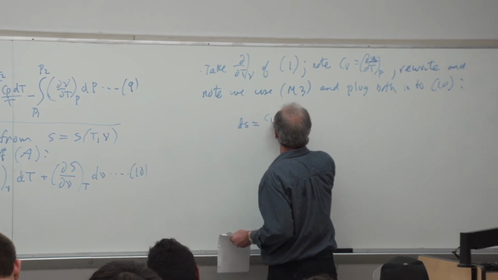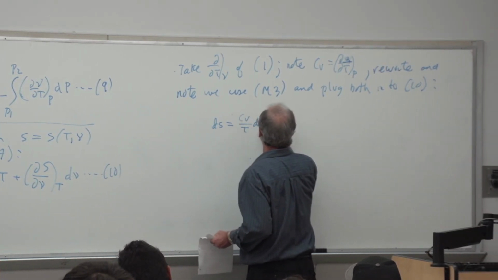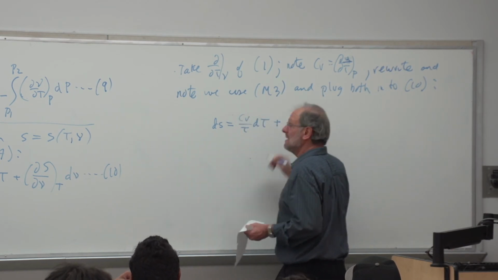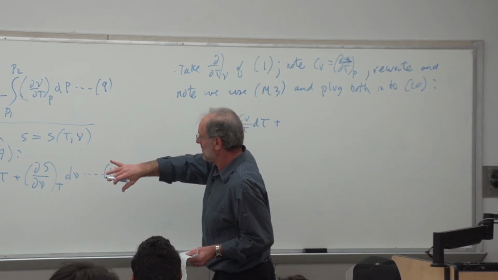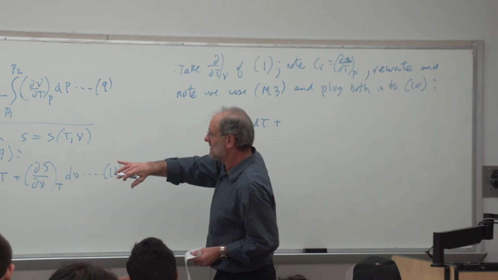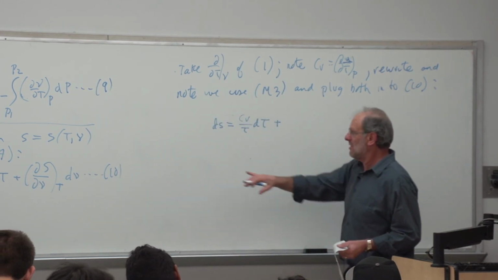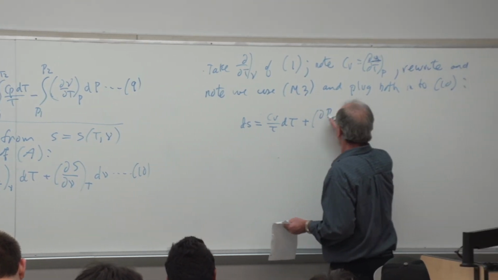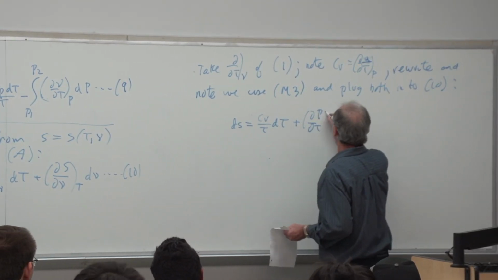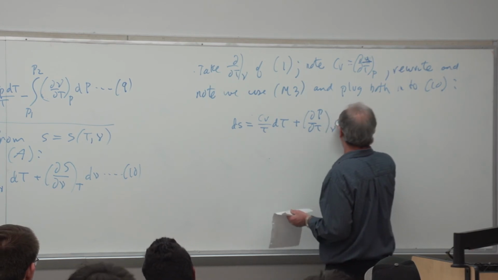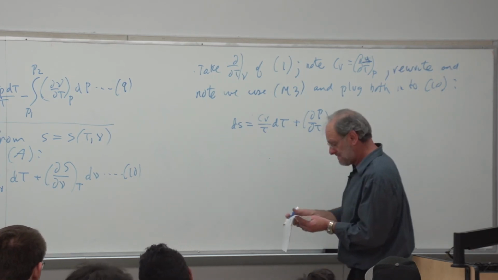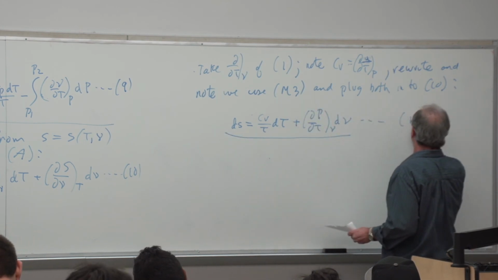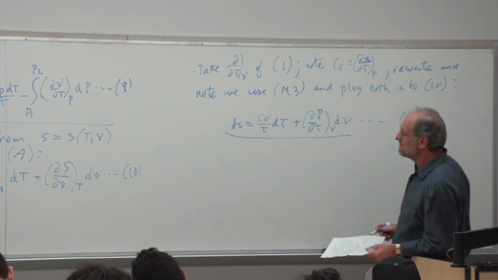So this is Cv over T dT. Okay. And then we're going to add to that. Again, we're going to have the Maxwell relation, the third Maxwell relation, which is going to take care of our del S del V at constant T term. So you really just plug that in directly. And that's going to be del P del T at constant V, and then dV. Okay. So this equation is going to be called equation 11.